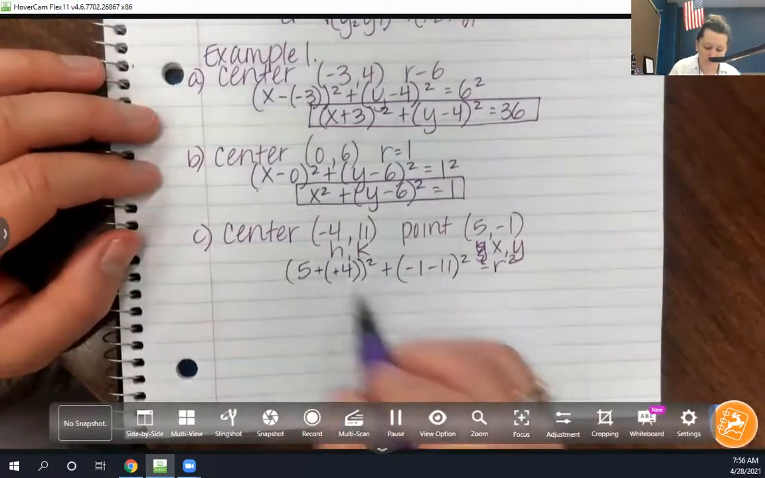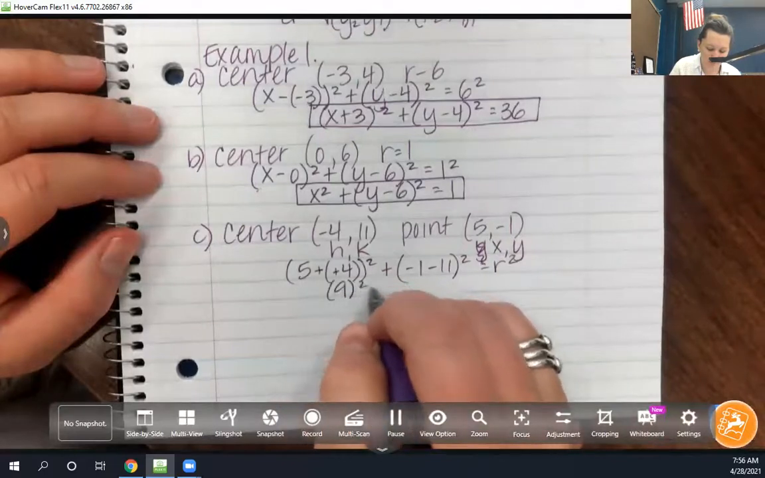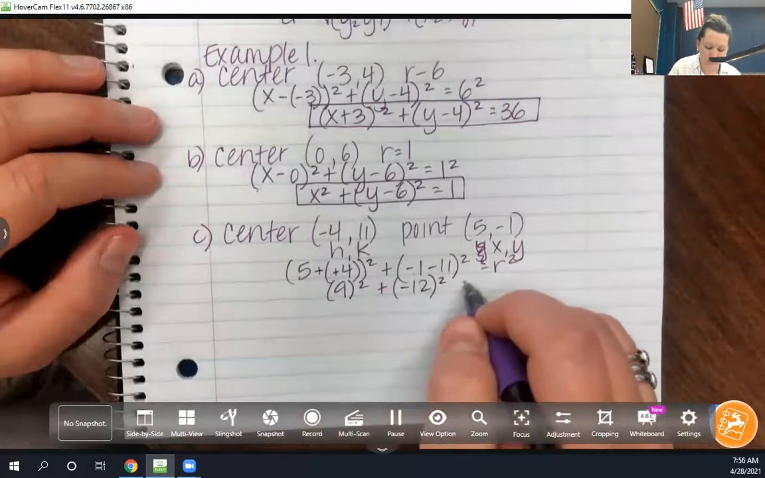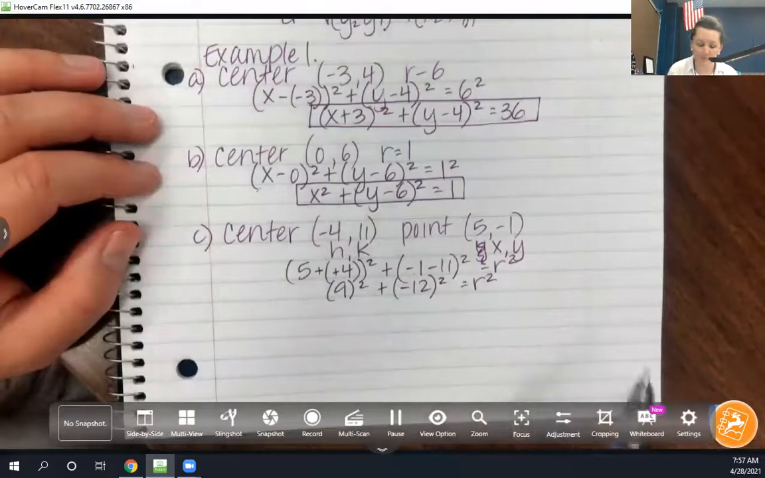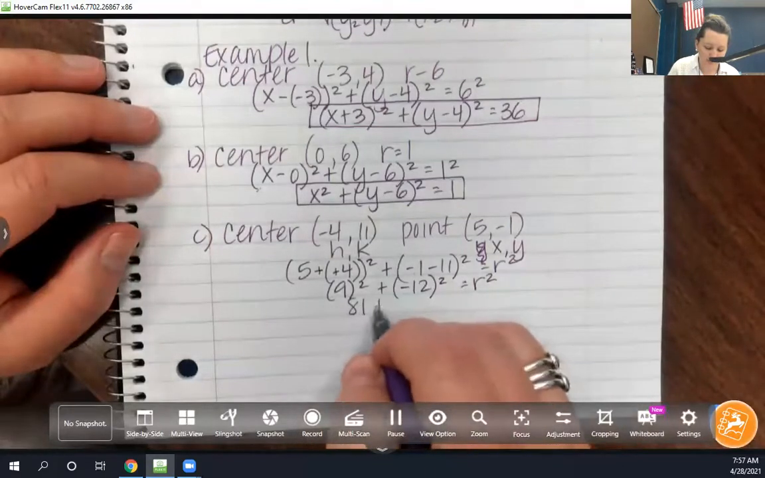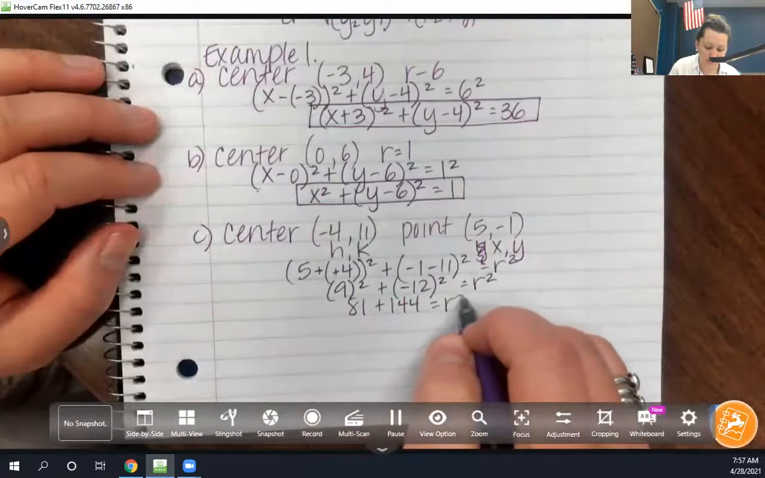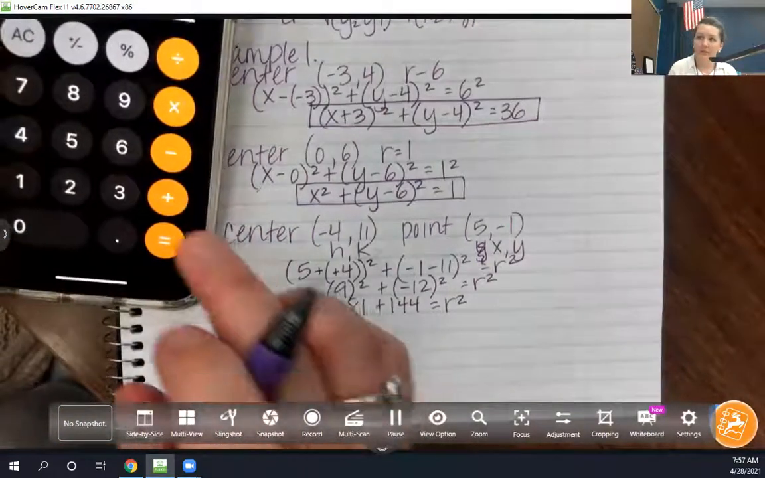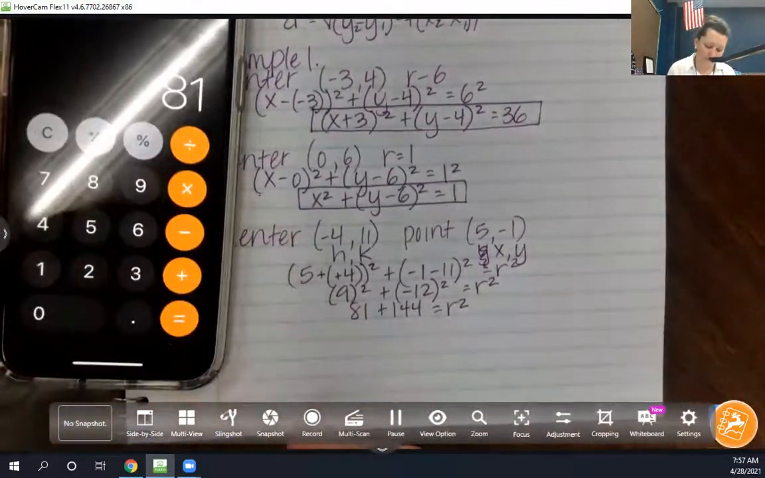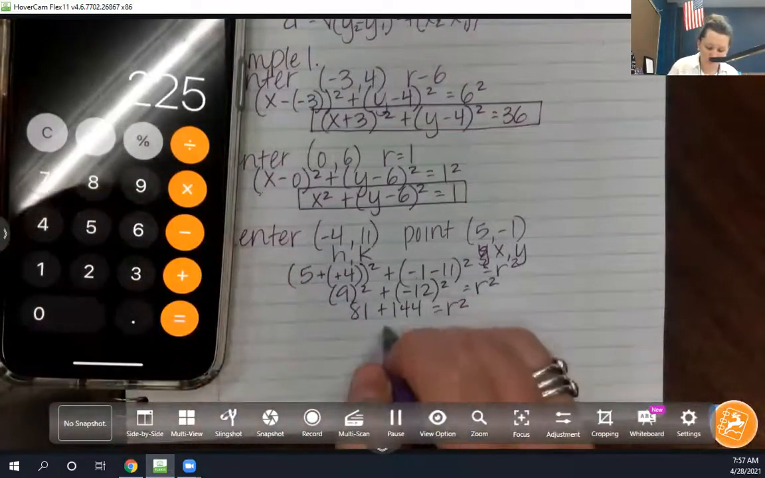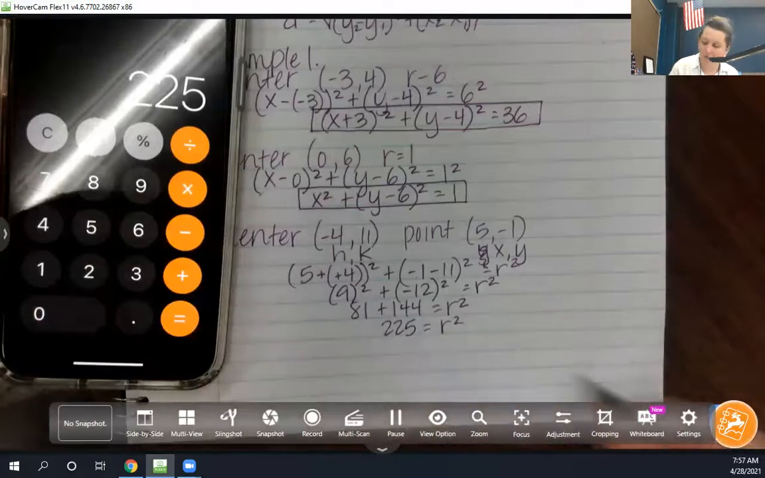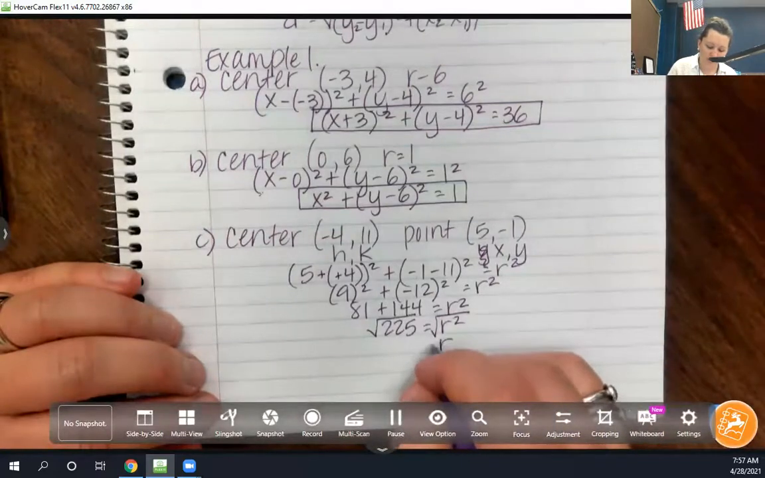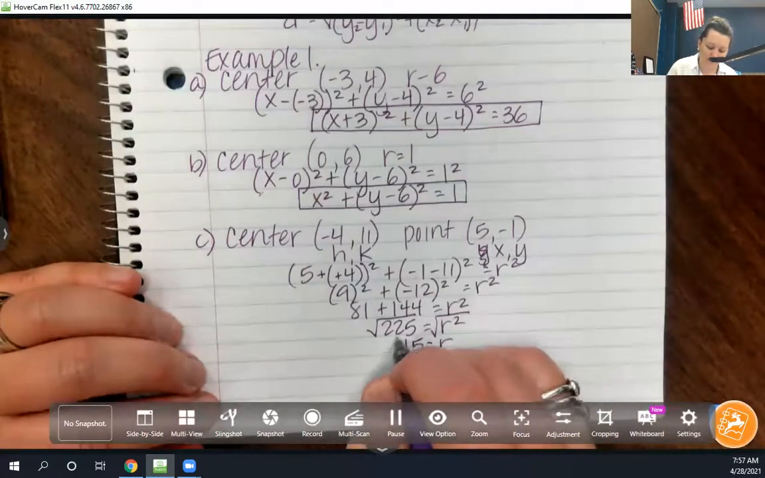5 minus a -4 is plus a +4, so we have 9 squared plus -1 and -11 is -12 squared equals radius squared here. 9 squared is 81, 12 squared is 144 equals radius squared. Get my calculator out because I don't want to be wrong. So we have 81 plus 144. So we have 225 equals radius squared. To find my radius, we'll take the square root, and we know that our radius here is 15.